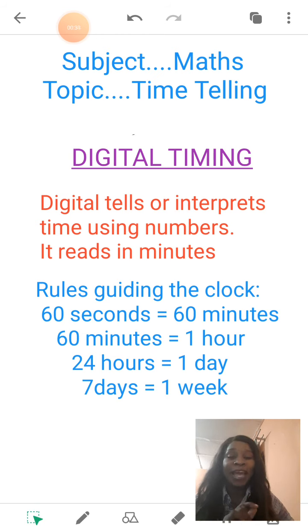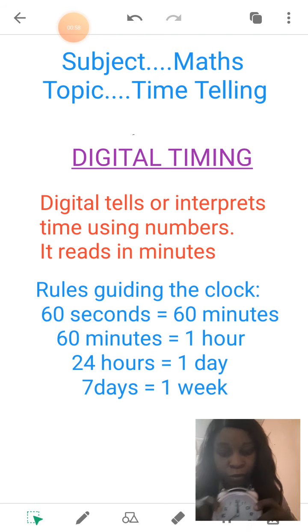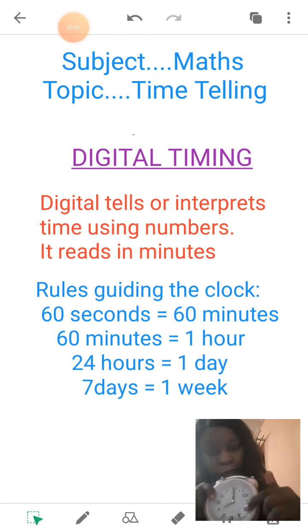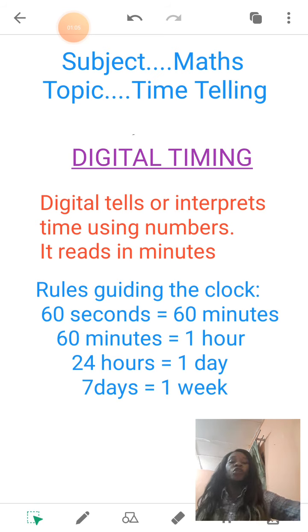Now, I remember I said earlier that clock has its own rules. And I remember saying that the clock goes around in 60 minutes, which gives us 1 hour. That is counting from 1 down to 12, in number bonds of 5. 5, 10, 15. Okay, let me use my clock. 5, 10, 15, 20, 25, 30, 35, 40, 45, 50, 55, and back to 60. So 60 minutes will give us 1 hour.